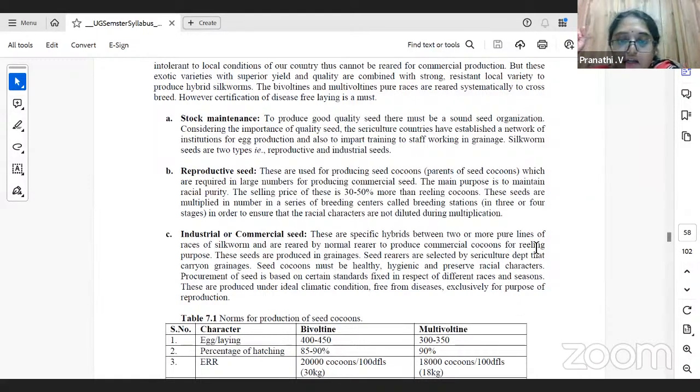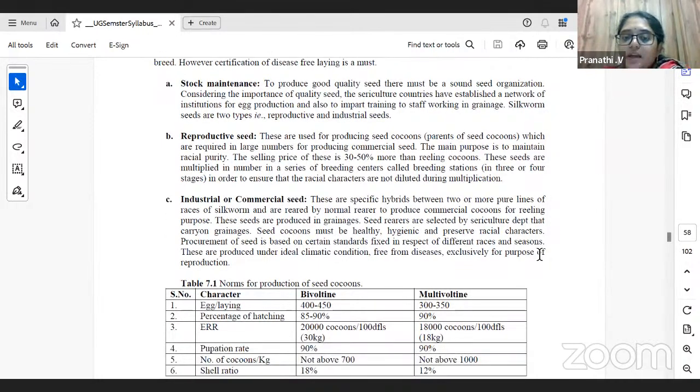Industrial or commercial seed, you're going to see that these are specific hybrids between two or more pure lines of races of silkworm and reared by normal rearers to produce the commercial seed cocoons, so only for the reeling purpose. These seeds are produced in the grainages. Seed rearers are going to be selected by the sericulture department that is present in the grainages.